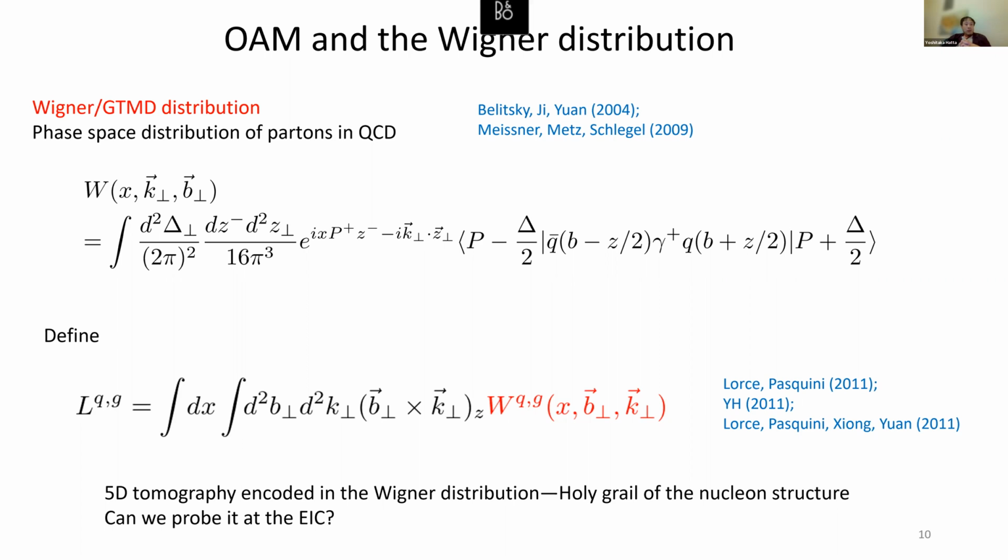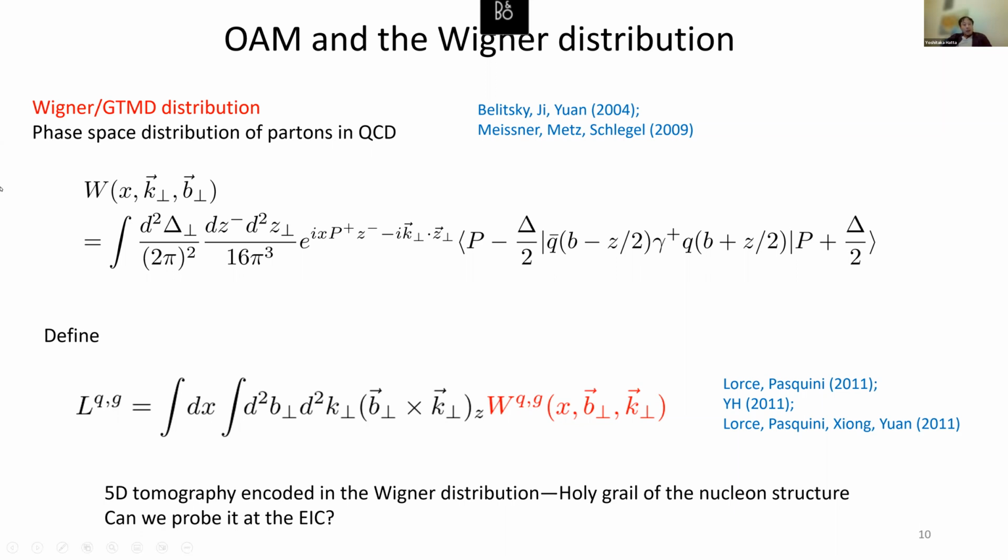The Wigner distribution function is basically the ultimate phase space PDF. This is a generalization of the PDF such that it includes the dependencies on the transverse momentum k-perp and also the transverse coordinate b-perp. So this is a 5-dimensional object. It's the most fundamental parton distribution function, the single particle distribution in the proton.